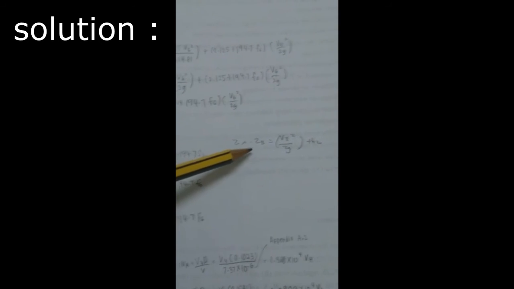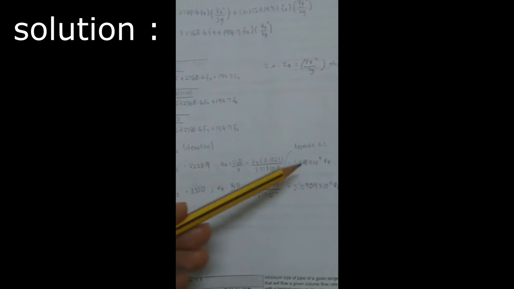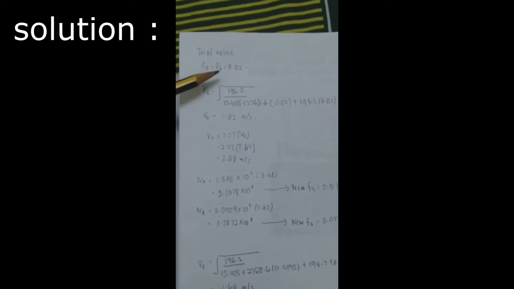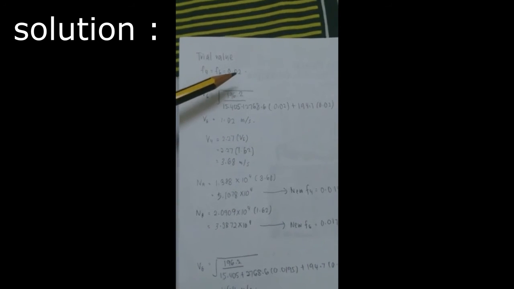From the equation that we rearranged just now, we rearrange back to get the equation to be like this. To find V6, we need to find the Reynolds number. This Reynolds number needs the value of viscosity, which we can get from appendix A.2. For the trial value, we use f4 equals f6 equals 0.02. With the new value, we substitute into V6 and find the new V6 and V4 and the new Reynolds number.